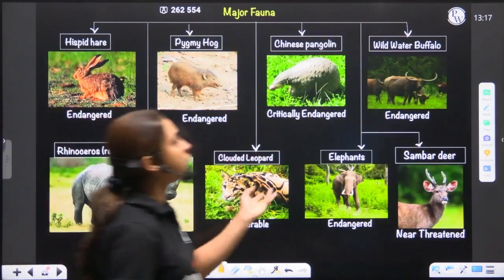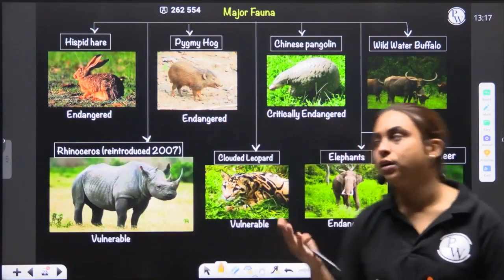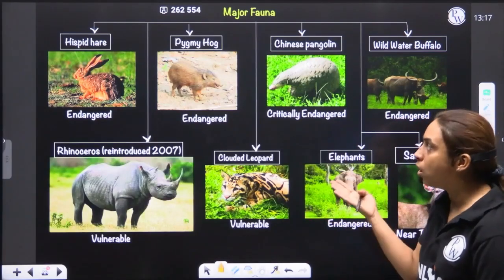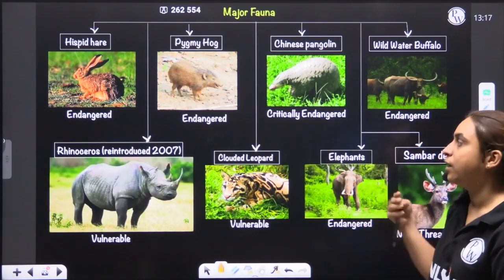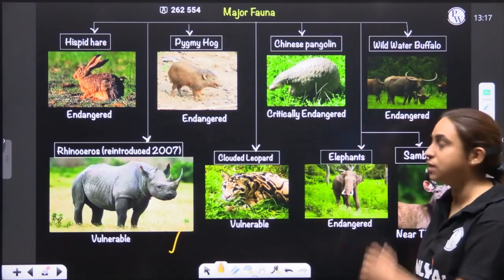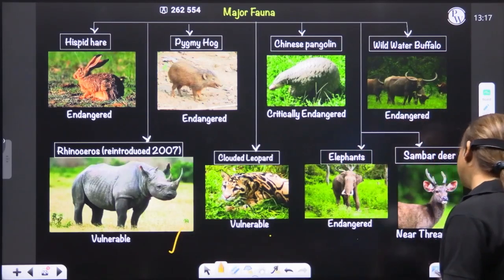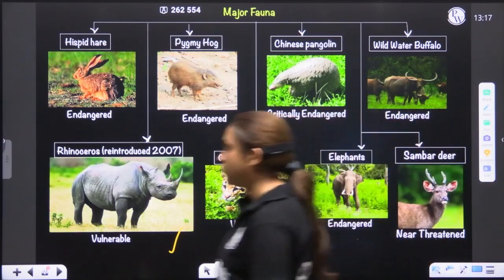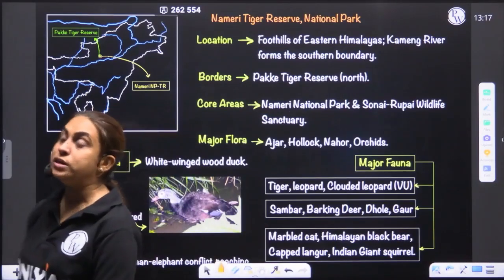Fauna, you have Chinese pangolin, water buffalo, wild water pygmy hog, hispid hare, rhinoceros that has been reintroduced here, but that is majorly in Kaziranga, clouded leopard, elephant, sambar deer, that you have as the fauna. Moving on to Nameri.